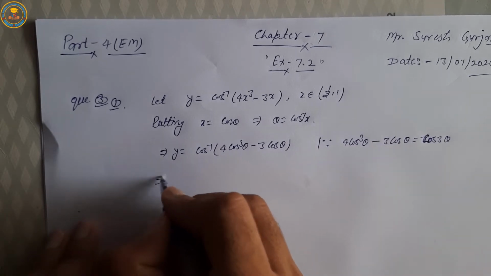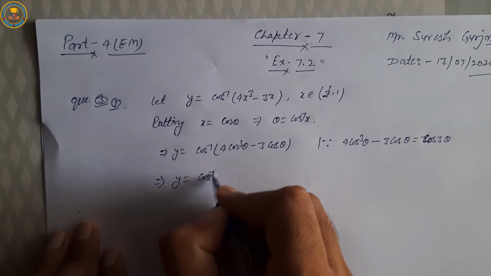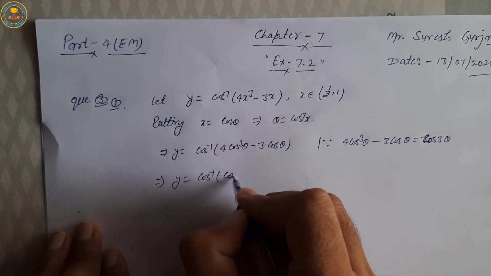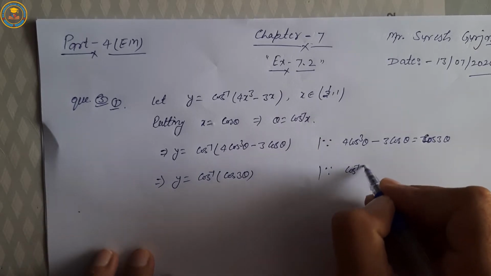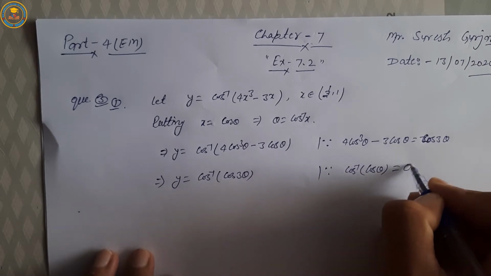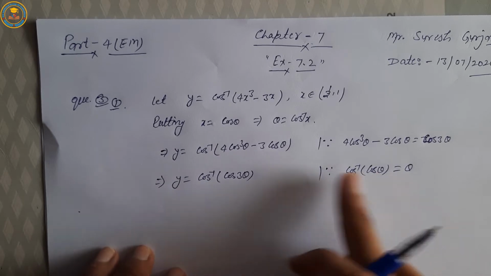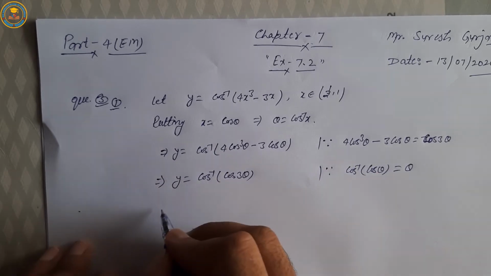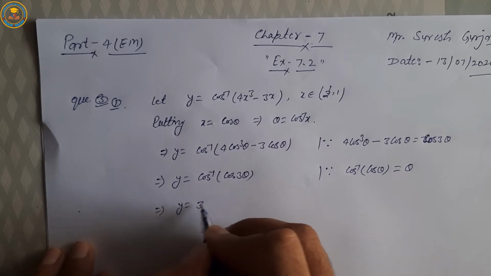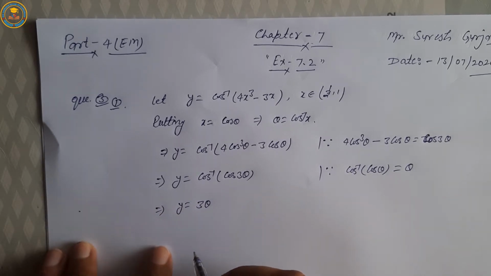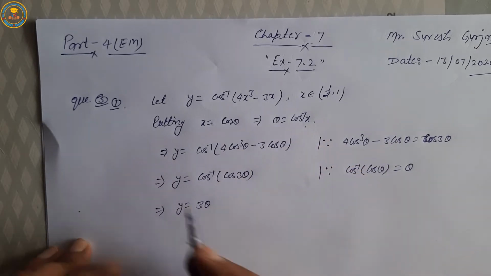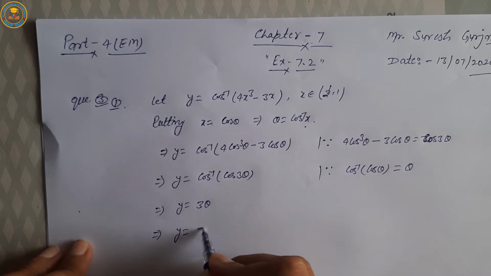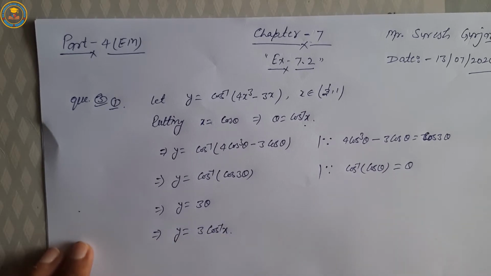Implies y is equal to cos inverse of cos 3 theta, because cos inverse of cos theta is equal to theta. Apply the formula: cos inverse of cos 3 theta is equal to 3 theta, implies y is equal to 3 theta, and theta is equal to cos inverse x. Putting the value of theta, implies y is equal to 3 cos inverse x.